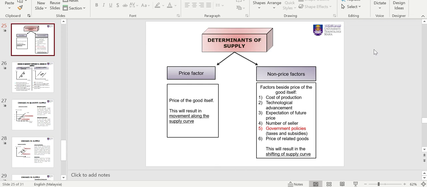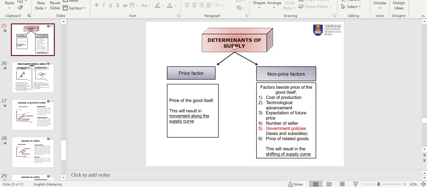Okay, our last part, teaching video part 4. I would like to explain about the determinants of supply. Before this, in teaching video part 3, you learned about determinants of demand, meaning factors that can change demand. But this one is about factors that can change the supply curve.